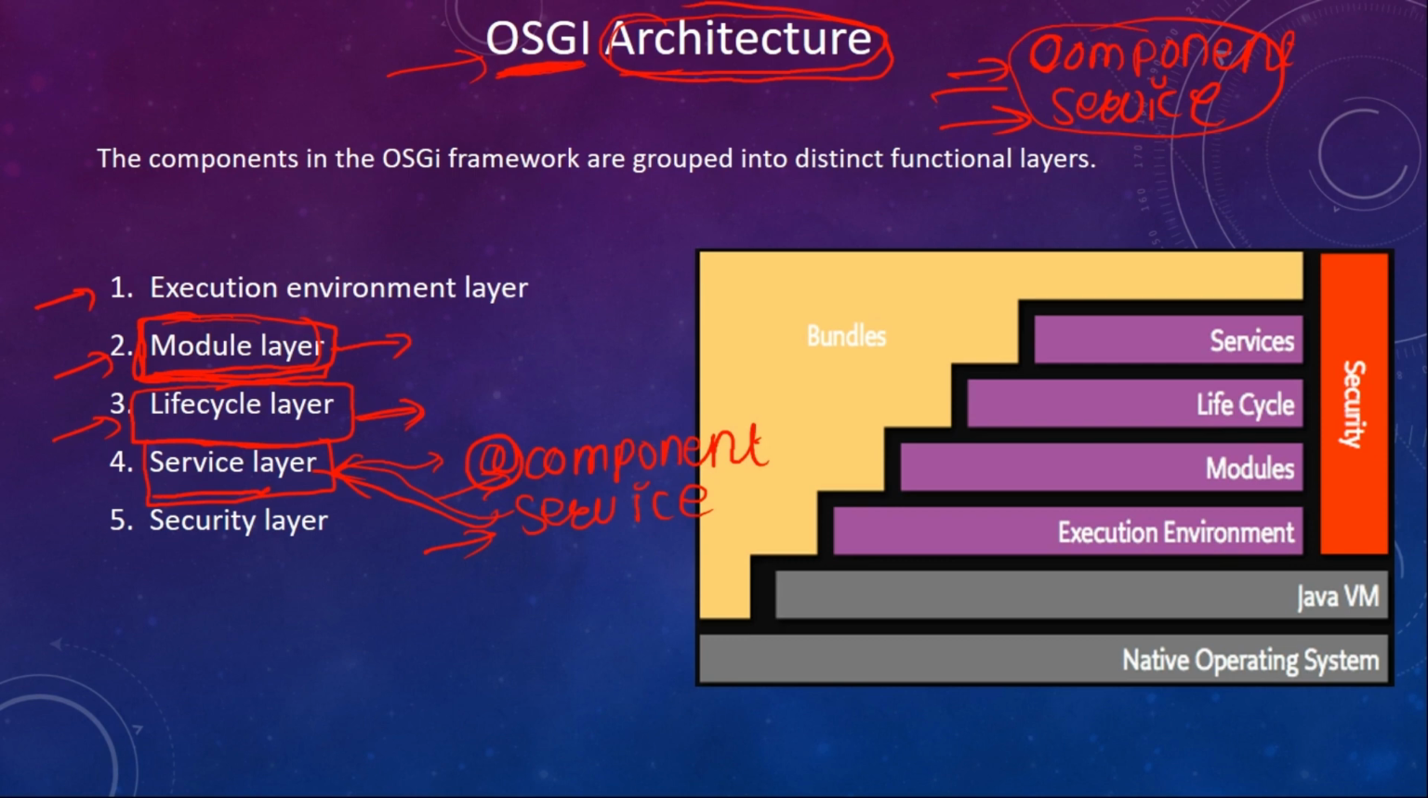But when we want to execute these things, when we want a platform to execute this component and service, then we have the execution environment layer. By using this layer, we can execute our components and services, but they reside inside your service layer. And at the last we have the security layer.